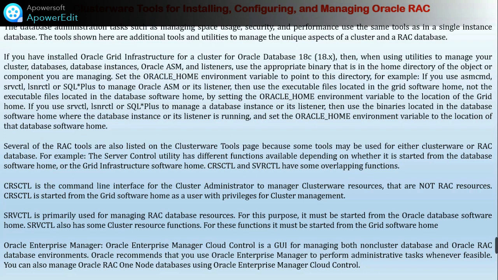CRSCTL is the command line interface for the cluster administrator to manage Clusterware resources that are not RAC resources. CRSCTL is started from the grid software home as the user with privileges for cluster management. SRVCTL is primarily used for managing RAC database resources. For this purpose, it must be started from the Oracle database software home. SRVCTL also has some cluster resource functions. For those functions, it must be started from the grid software home.